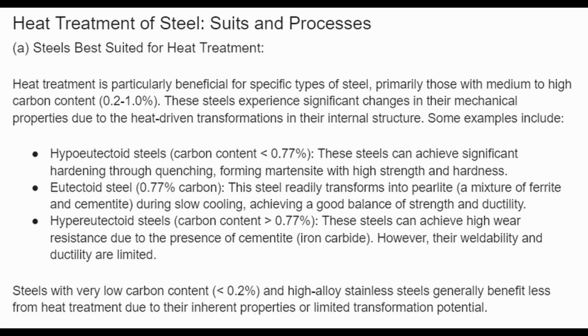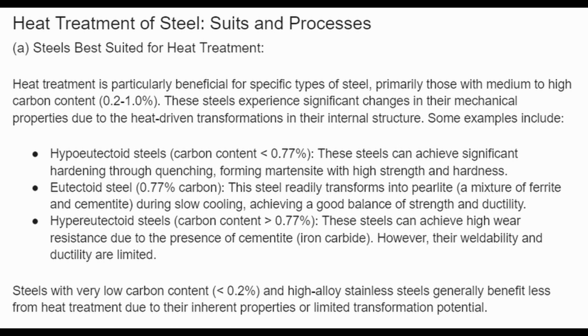Heat treatment is particularly beneficial for specific types of steel, primarily those with medium to high carbon content, 0.2 to 1%. These steels experience significant changes in their mechanical properties due to the heat-driven transformations in their internal structure. Some examples include: 1. Hypoeutectoid steels, carbon content less than 0.77%. These steels can achieve significant hardening through quenching, forming martensite with high strength and hardness.